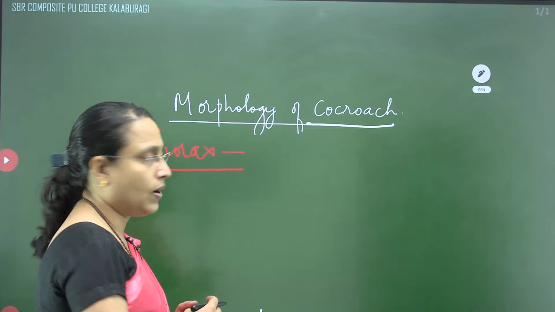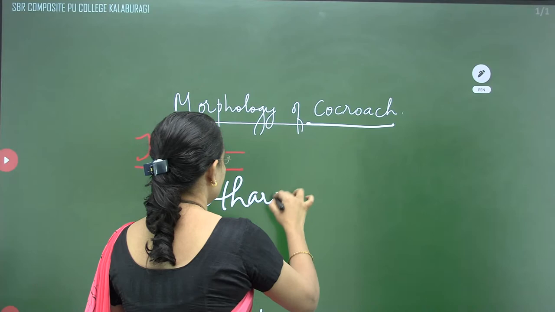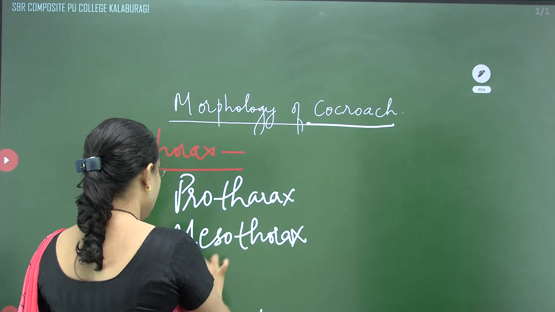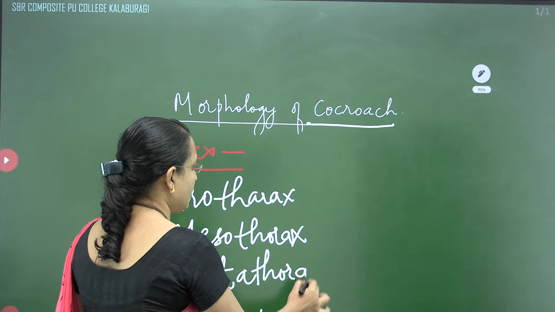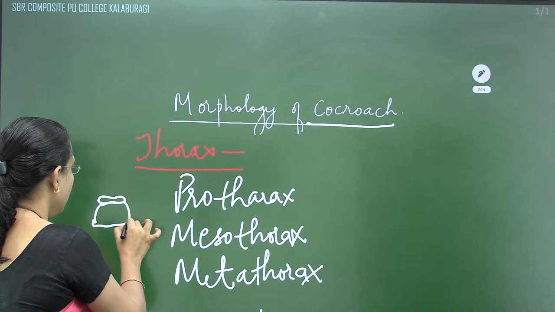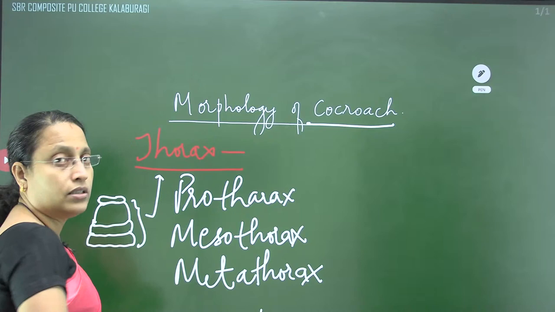So the thorax is further divided into three segments. They are prothorax, and another one is mesothorax, and another one is metathorax. Prothorax, mesothorax, and metathorax. So if you now see, this is the head part, this will be the prothoracic region. The next segment will be mesothorax, and the next segment will be metathorax. So this much portion becomes what? A thorax.